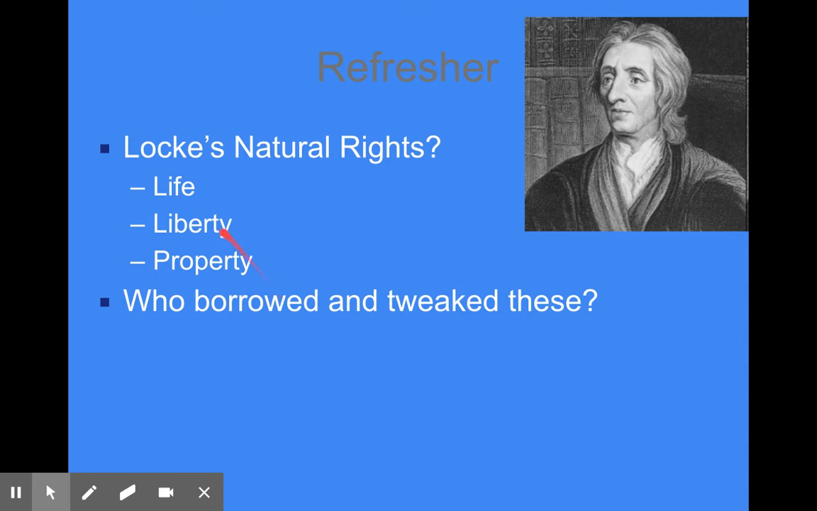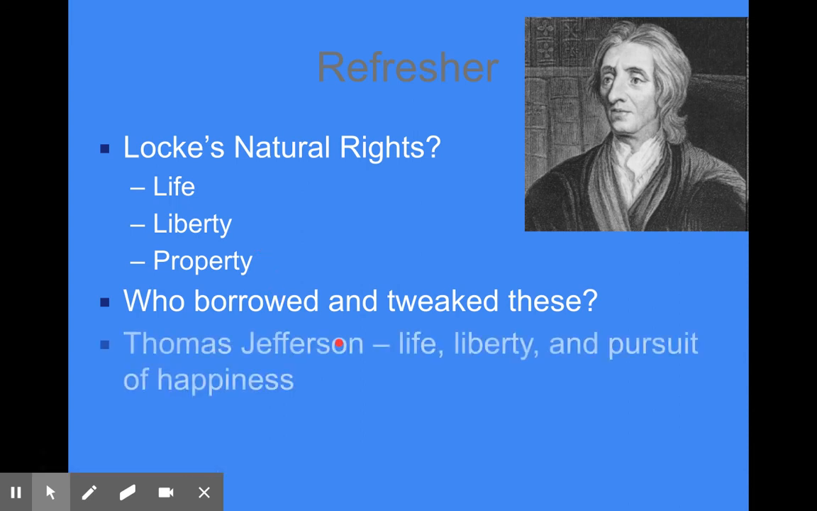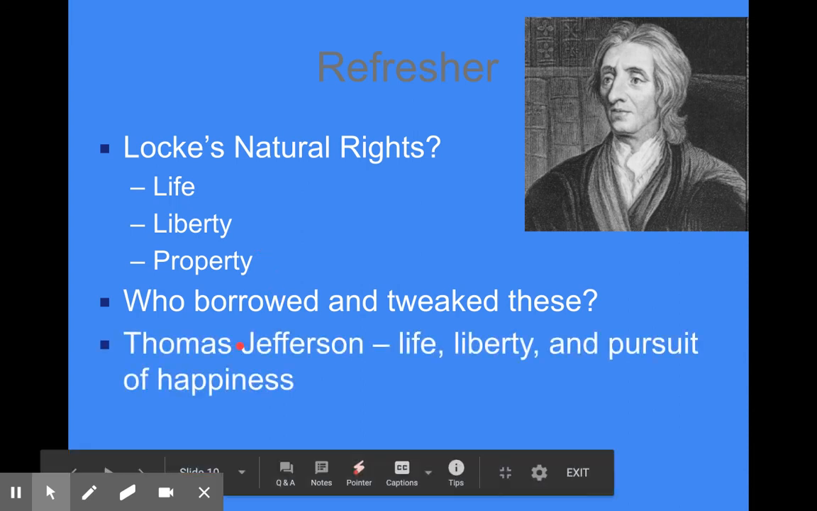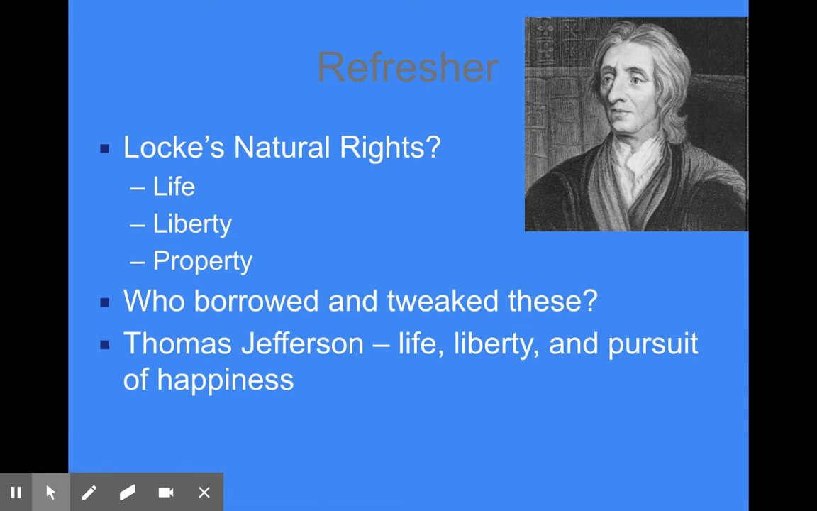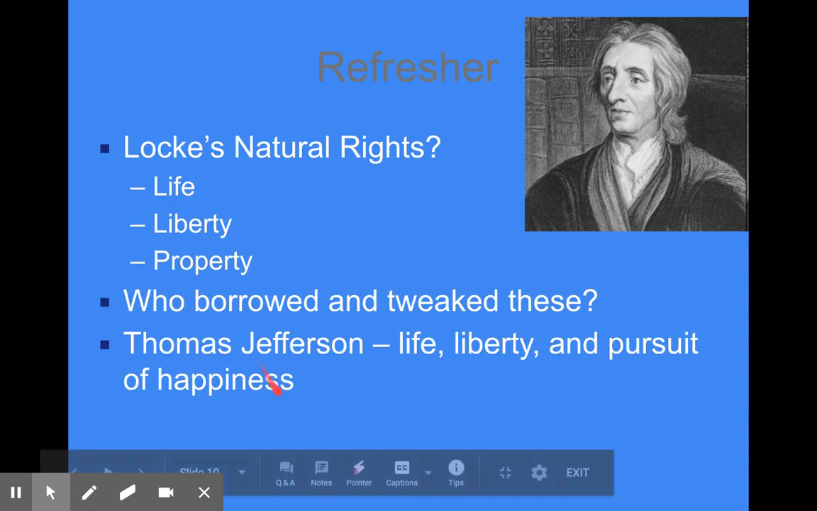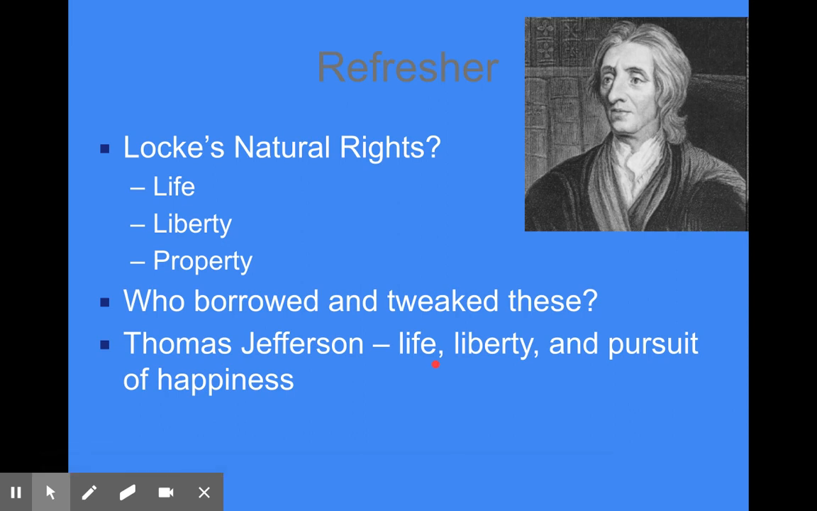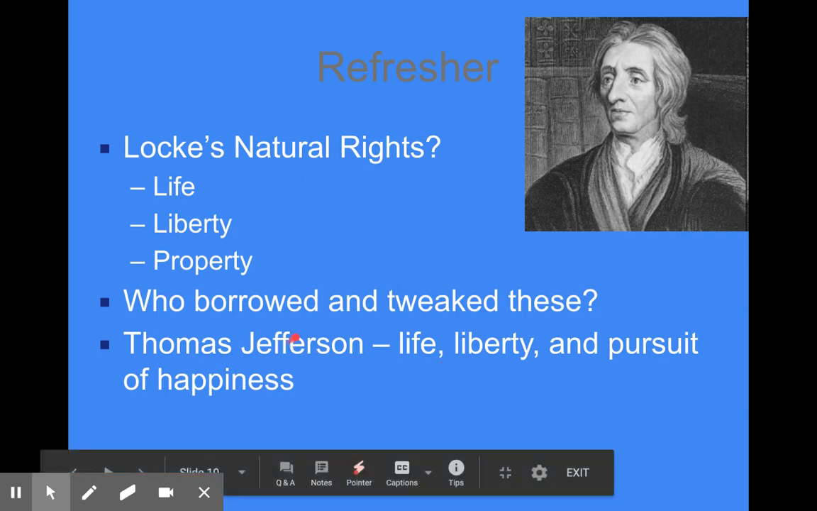Of course, this should sound familiar. Life, liberty, and not property, but pursuit of happiness, from Thomas Jefferson, who wrote the Declaration of Independence. Hint, hint, hint. That might be on a test. He gave life, liberty, pursuit of happiness, written in the Declaration of Independence. So Thomas Jefferson utilized some of these John Locke natural rights.